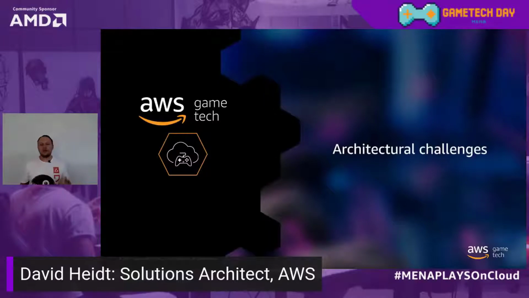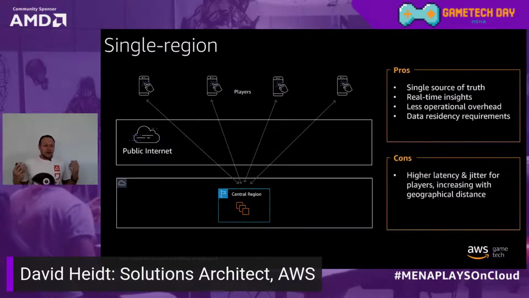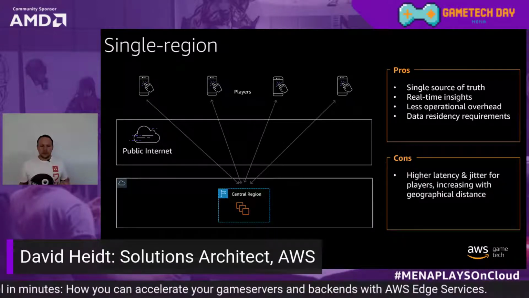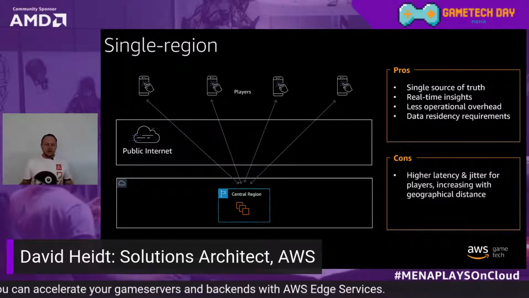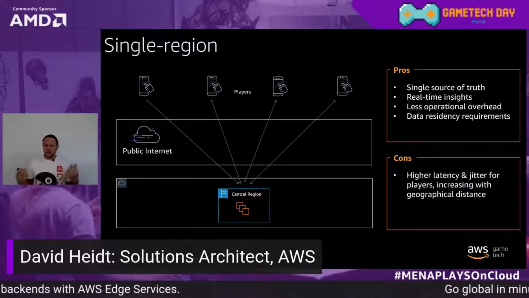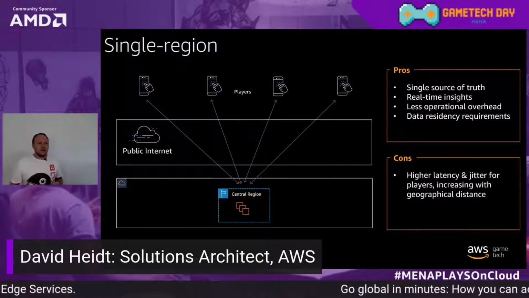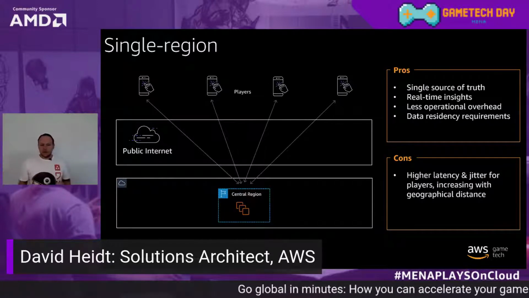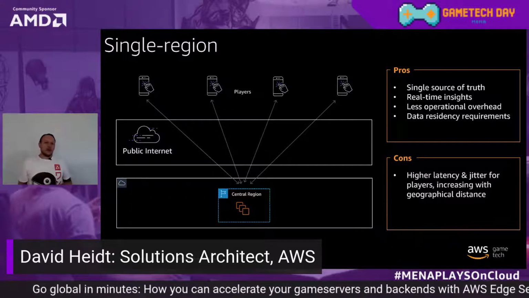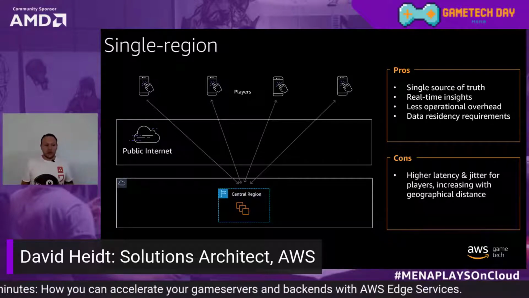Let's start with the architectural challenges that our customers have. There's the option to deploy in a single region. That means you have everything in one place, and from there you serve it to all your players, which is really great because then you have one source of truth, one point where your data is. All the decisions come from one point. You don't have to centralize it. You do not have the danger of running into a split brain scenario. But of course, this can have a much higher latency depending on where your players are located.